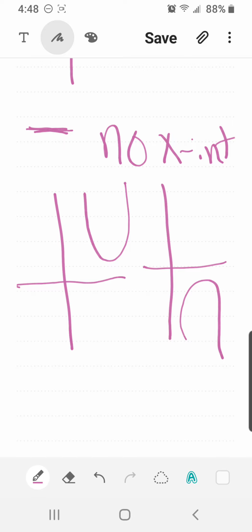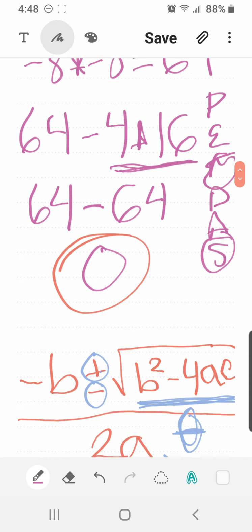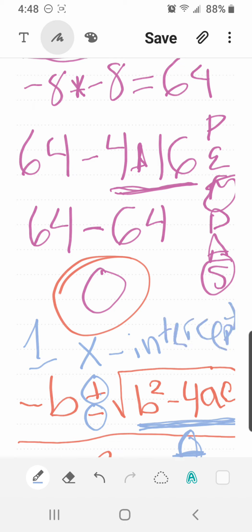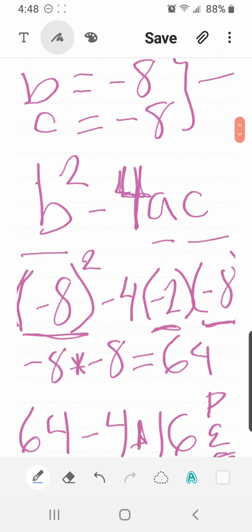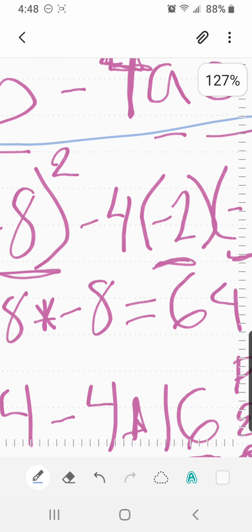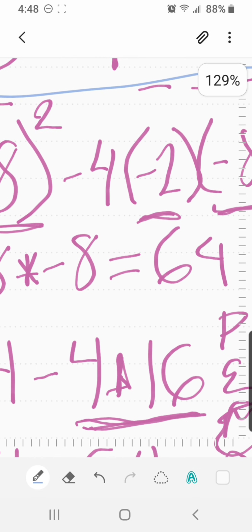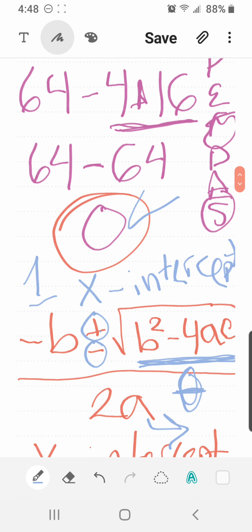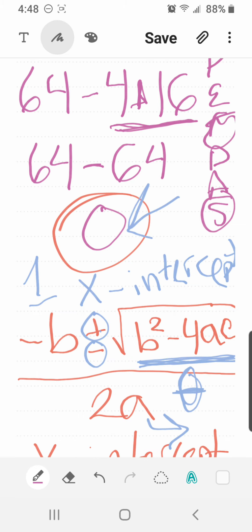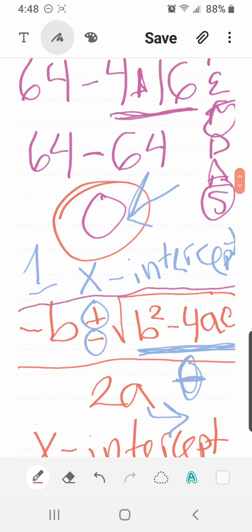So our function all the way up here, we have the discriminant is 0. So here we would just put 1 x-intercept. Okay? So again, we found our A, B, and C. We plugged them into the formula. We got the value of our discriminant, and then we went ahead and said, okay, that's the value of our discriminant, so we have only one x-intercept.